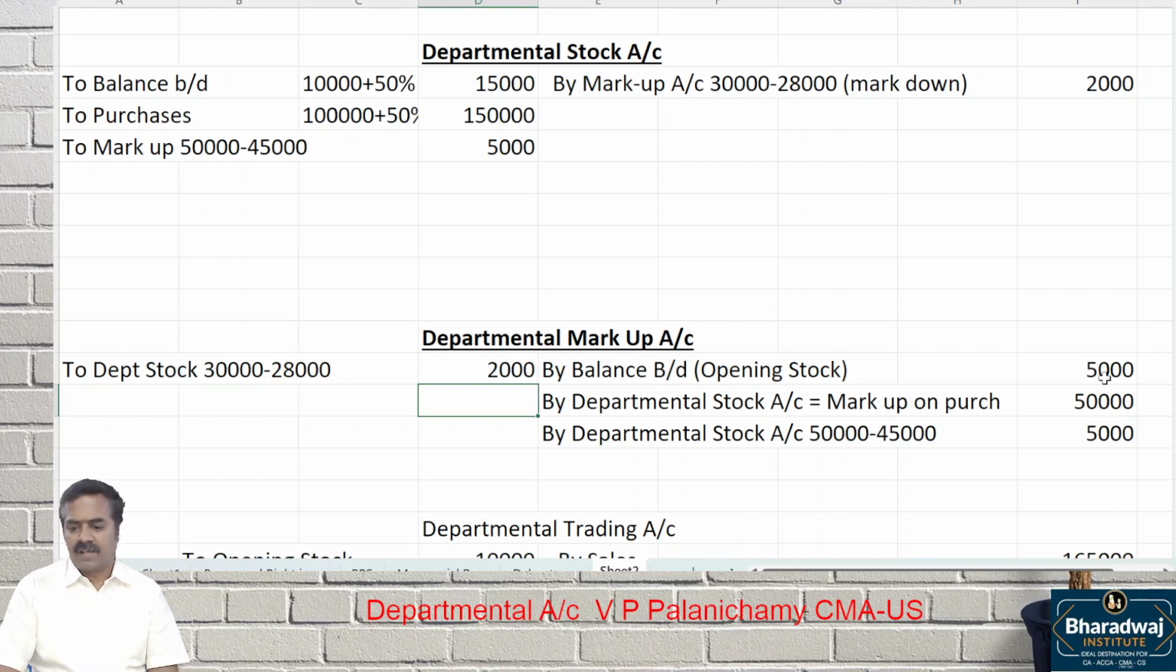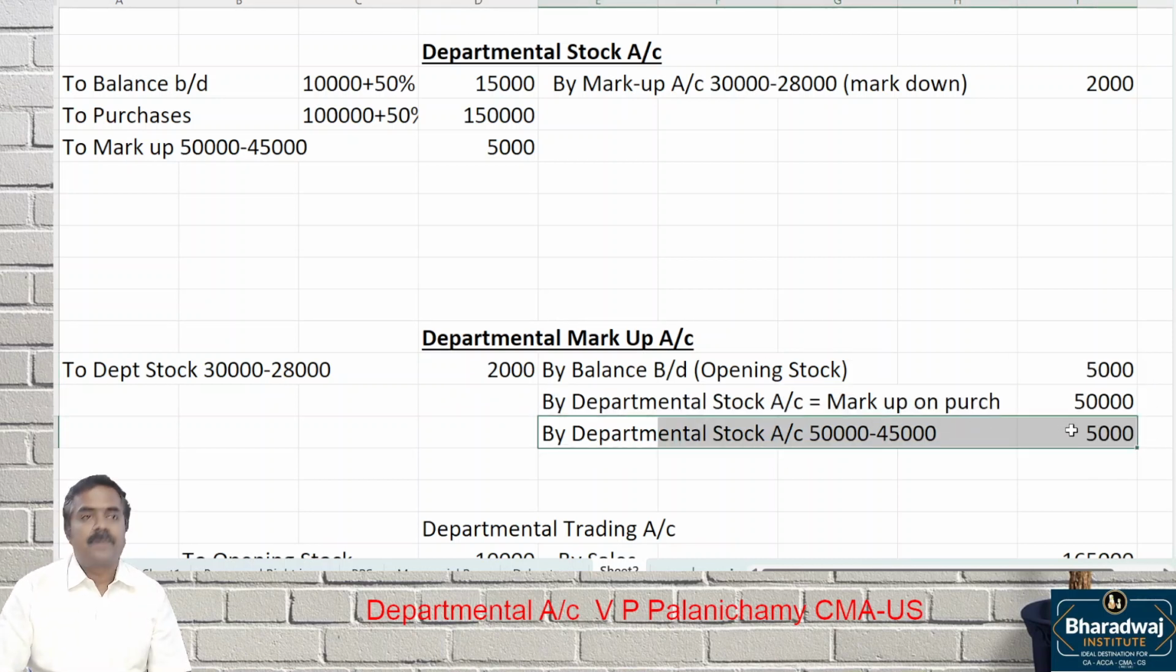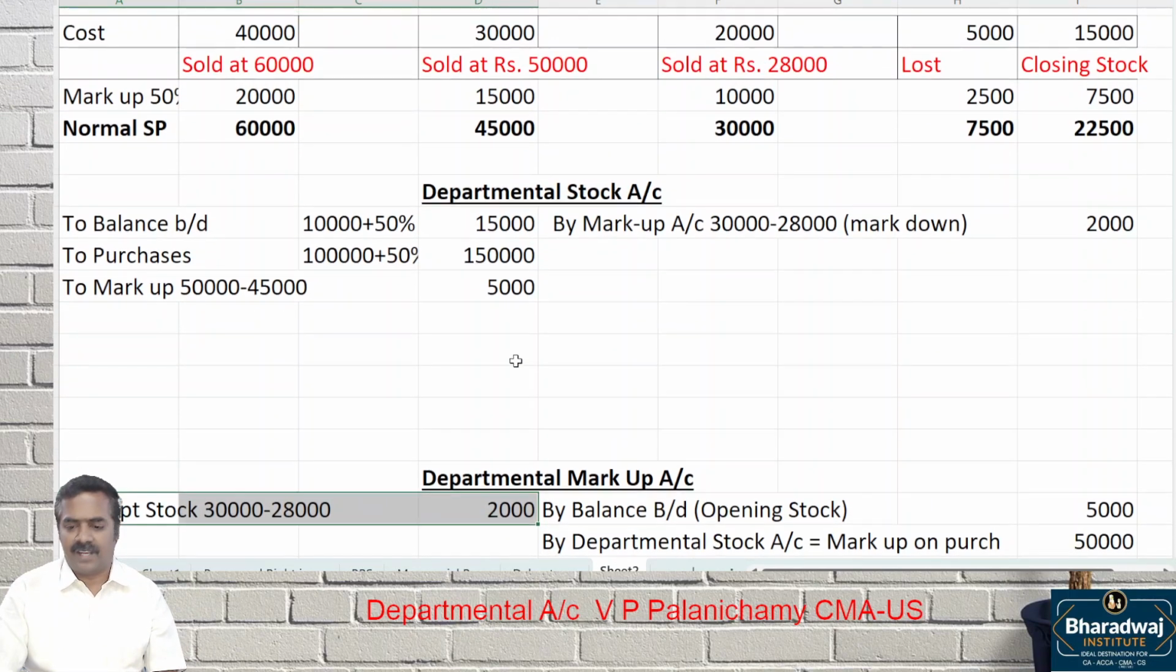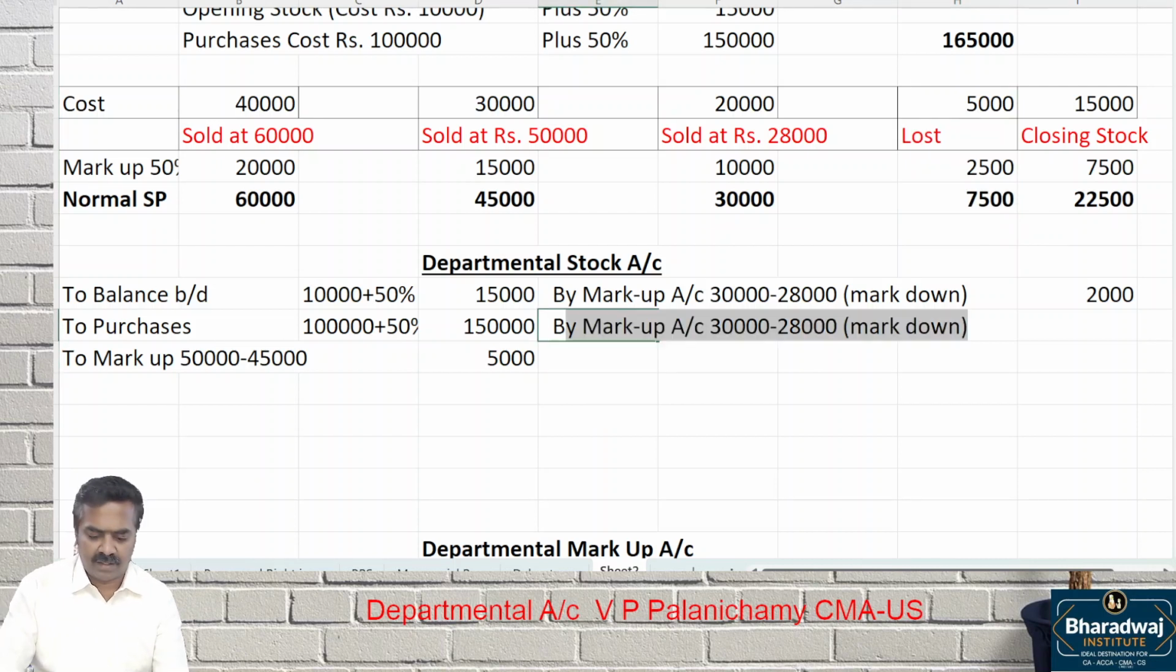2,000. Otherwise, 55,000 is the expected profit. Some goods were sold at extra 5,000. Some goods were sold at less than the normal selling price, you mark down. And some goods were lost. That abnormal loss, okay, we'll record by sales.